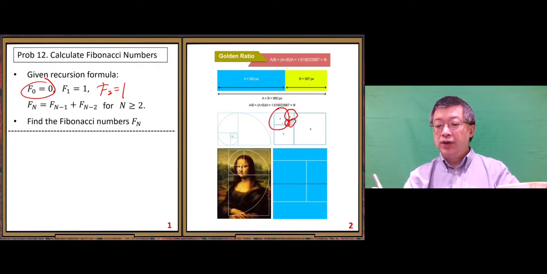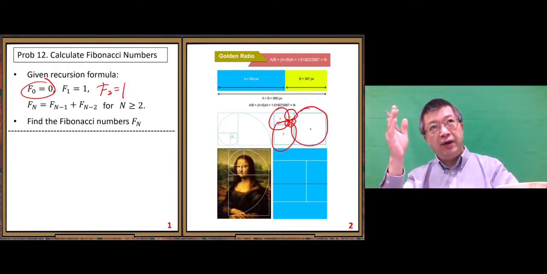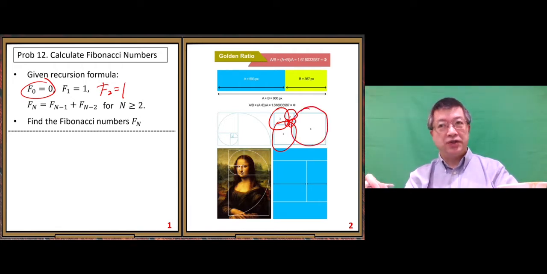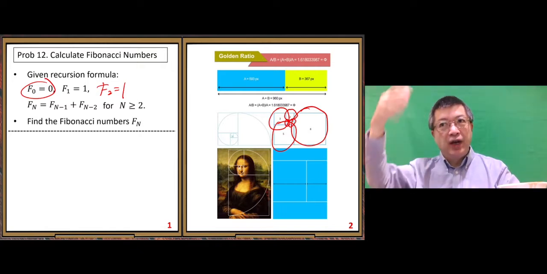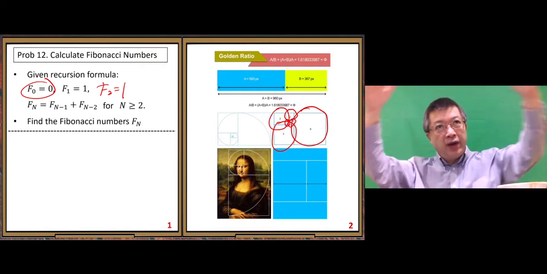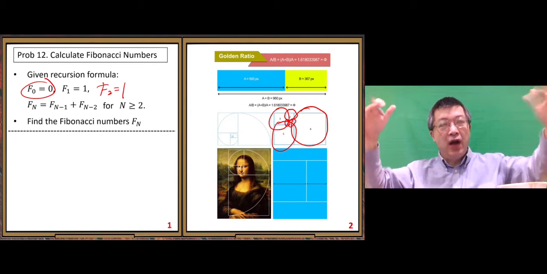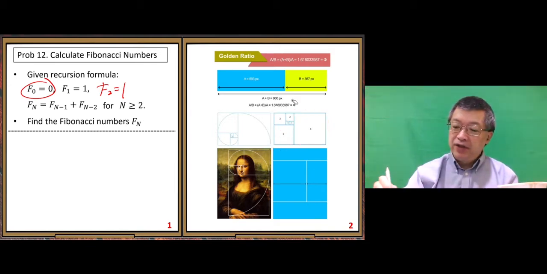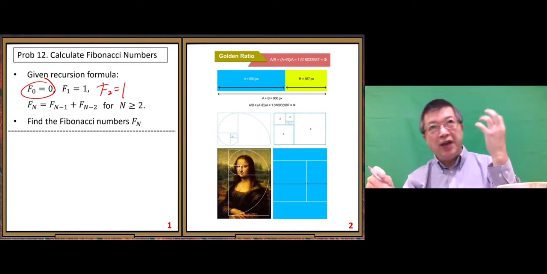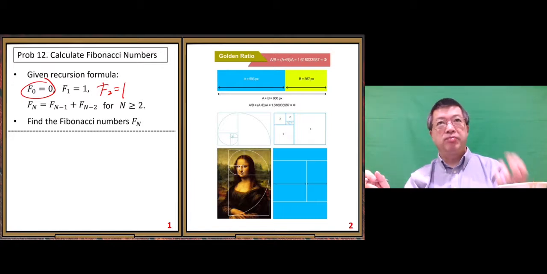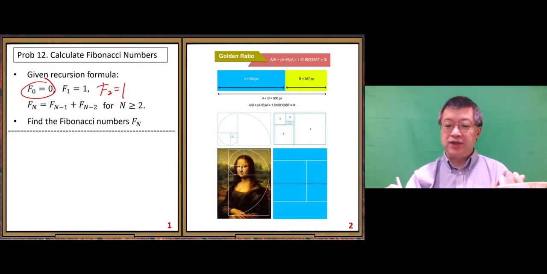When you do this kind of arrangement of your squares, you get a rectangle like that. You can keep doing like this, so you grow your rectangle larger and larger. After that, you can create a nice curve, a spiral shaped curve like this. See the spiral shaped curve.